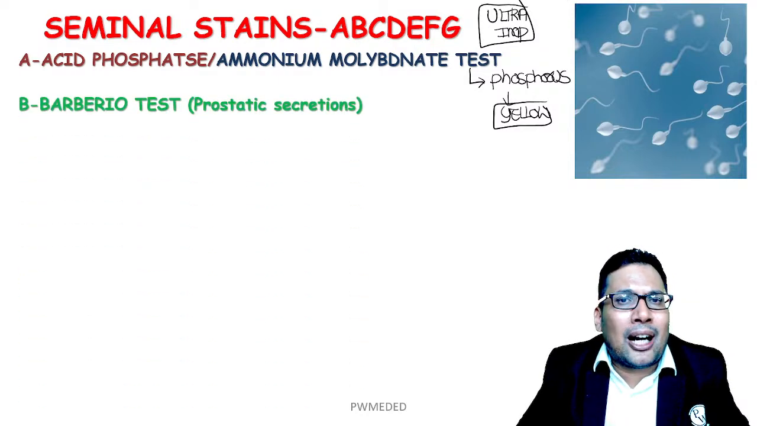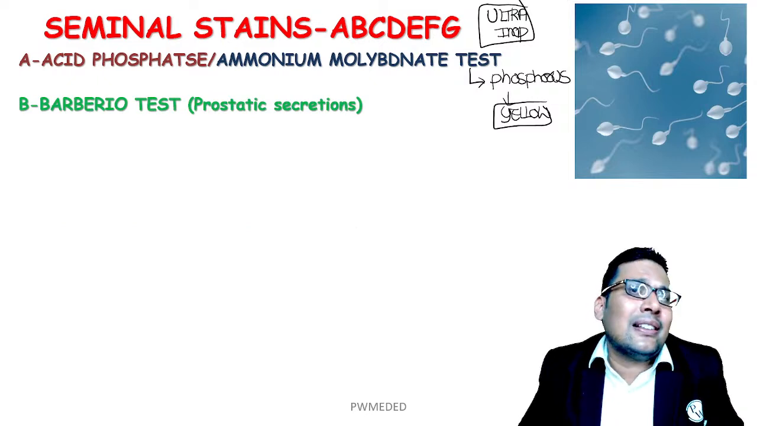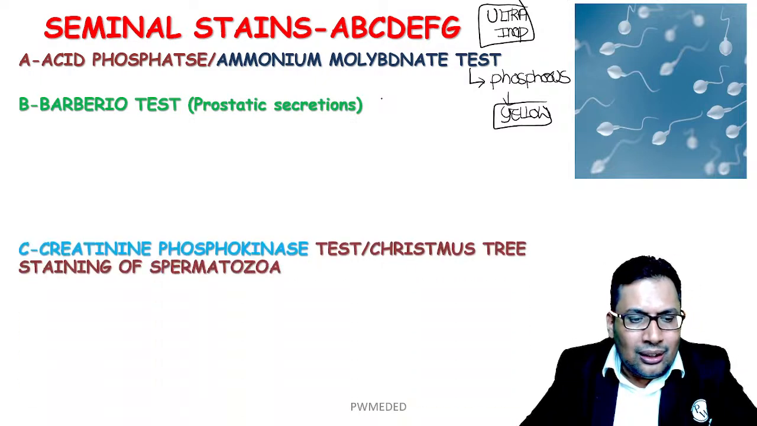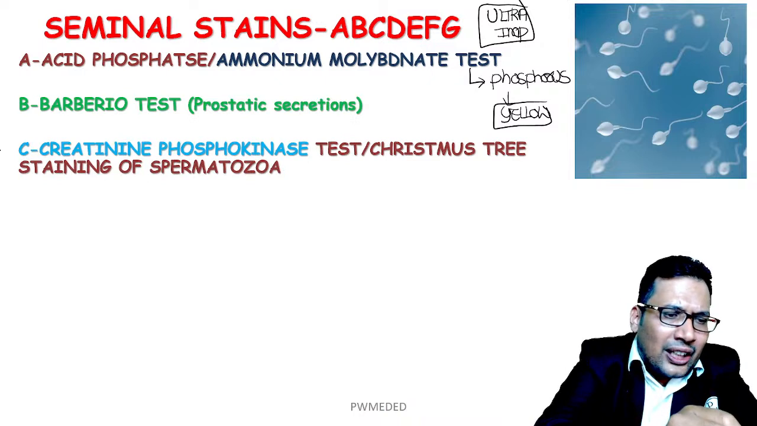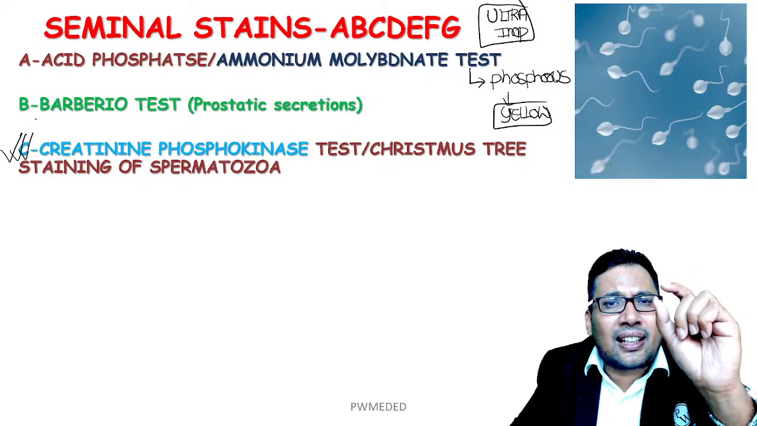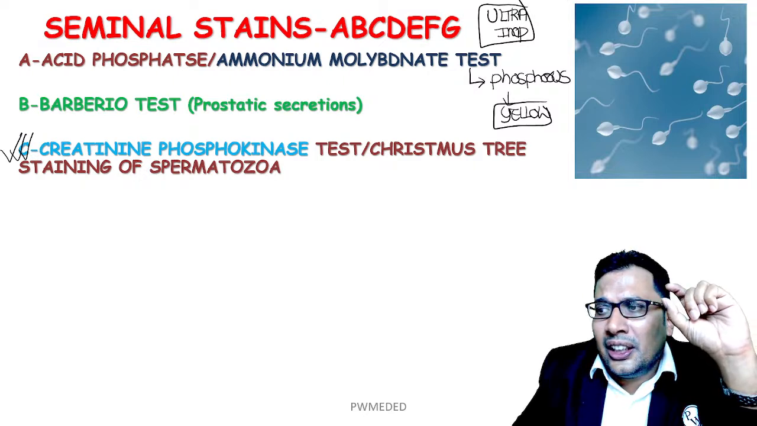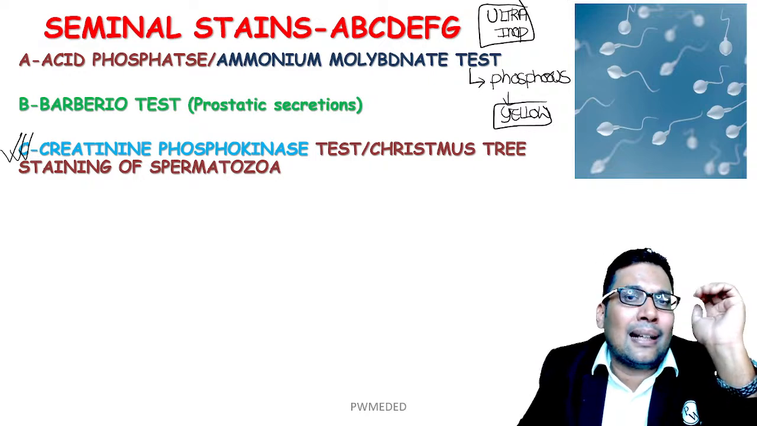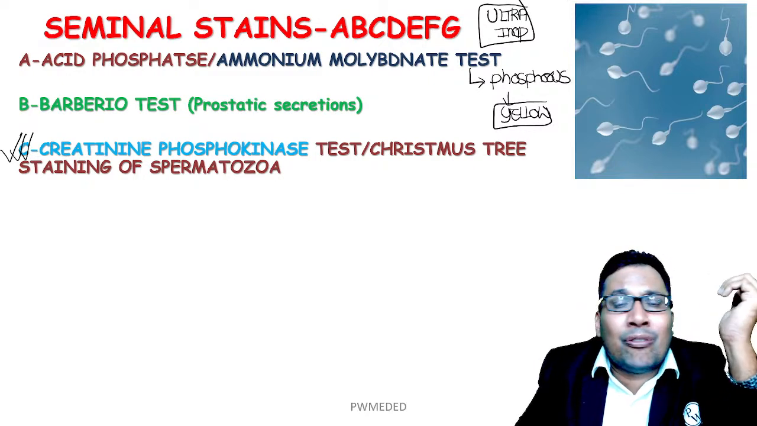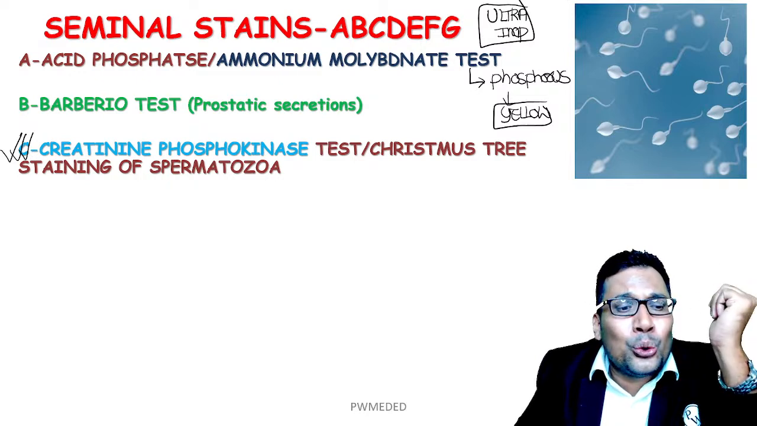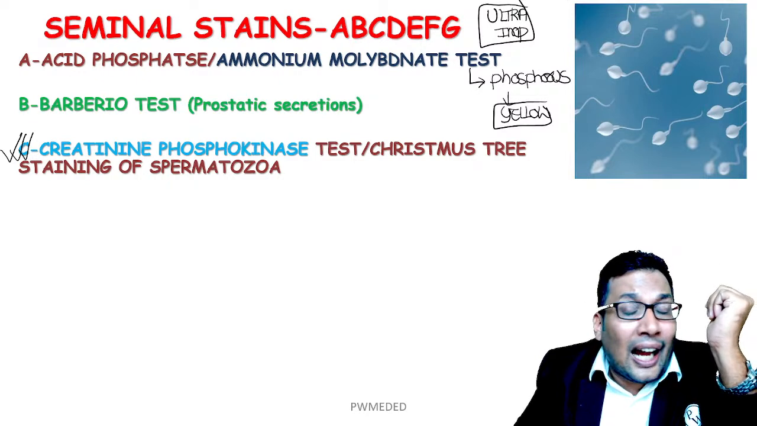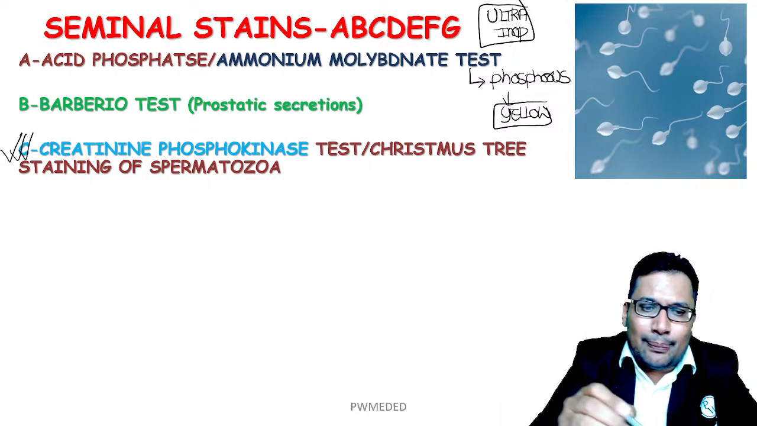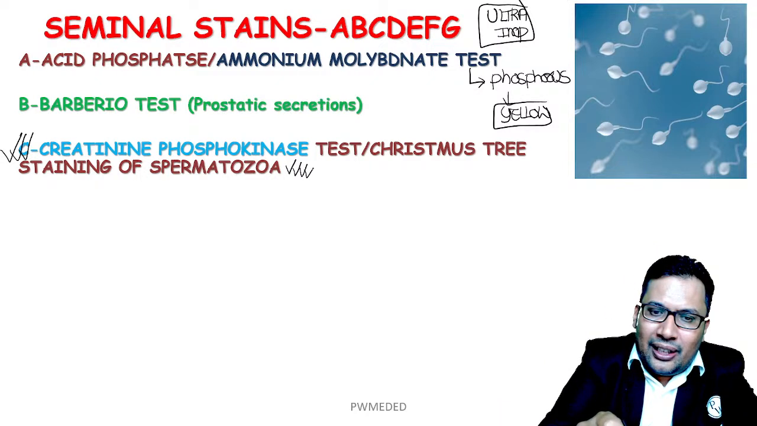We discussed already. Barberio test, spermine picrate crystals, they are yellow needle shaped. So they look like this, yellow needle shaped. C for creatinine phosphokinase test. This is a very interesting test. Creatinine phosphokinase is used for the old stain. Say for example, the rape has happened some 10 years back, 5 years back, old stain, you can use the creatinine phosphokinase test. And there is one more C in the seminal stain, Christmas tree staining. So remember, this is one of the confirmatory tests.